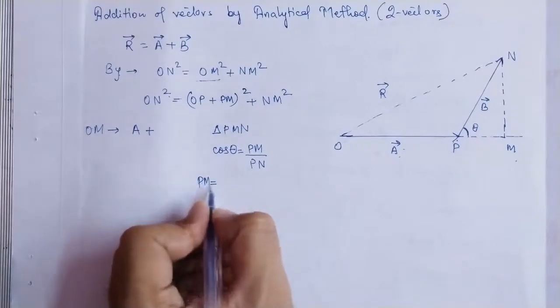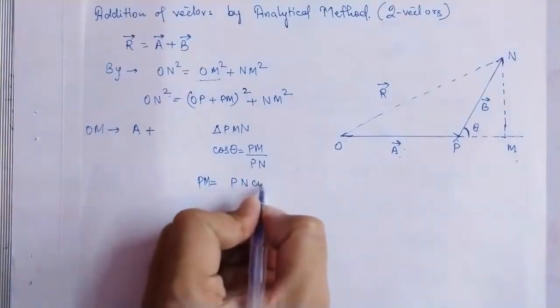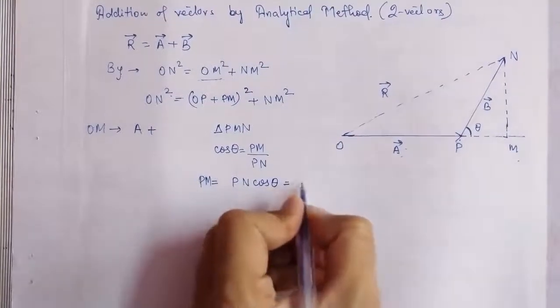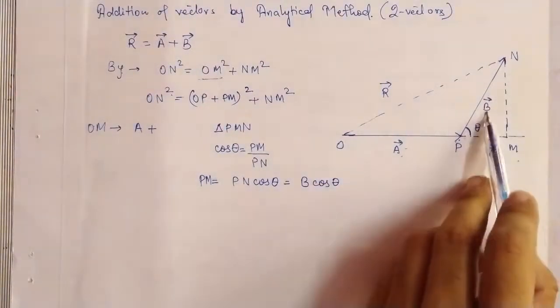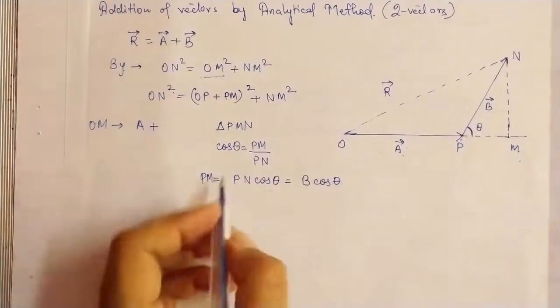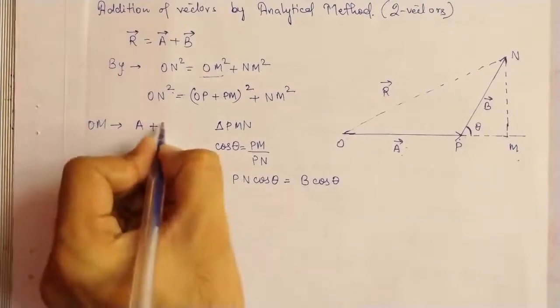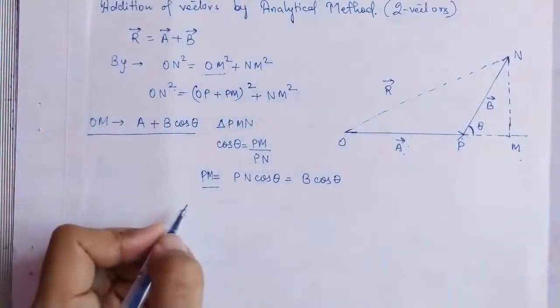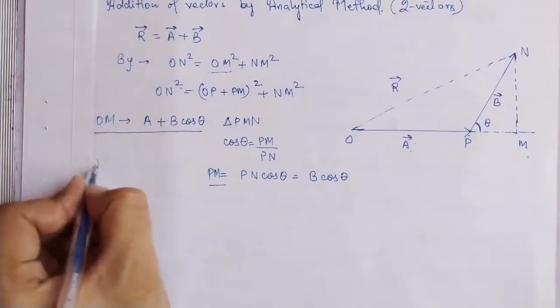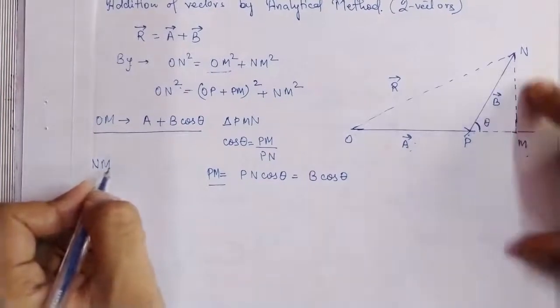So PM will be PN cos theta. And what is our PN? That is B. PN is the side B, so just put it here. So for our PM we have got B cos theta, which is the complete value, so no problem in that. Now we got the value. Now let's talk about NM. NM is again unknown to us.